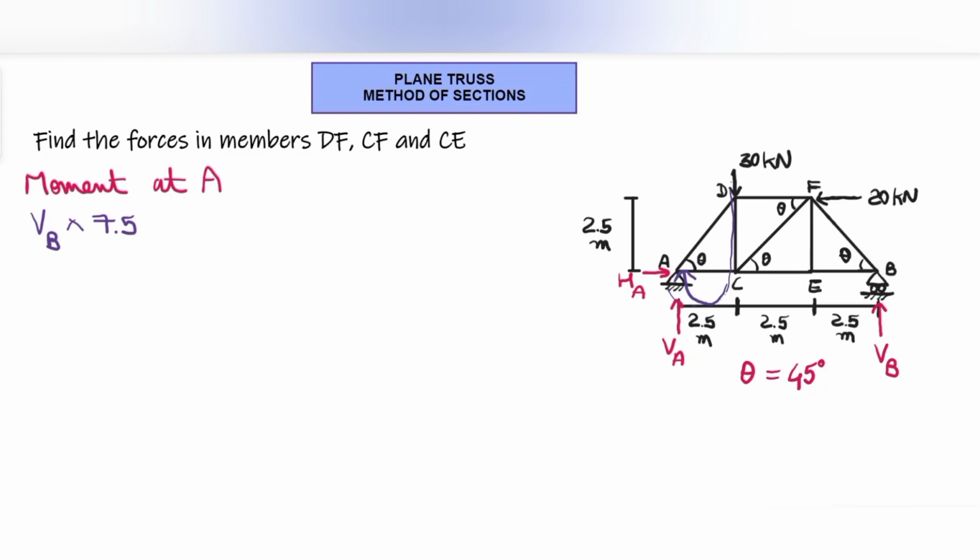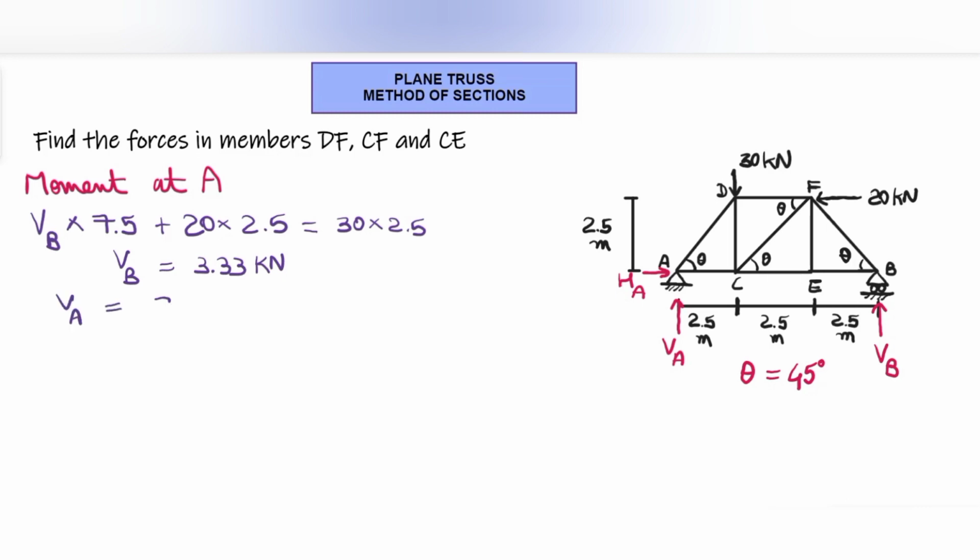30 into 2.5. 30 will produce clockwise moment and perpendicular distance is 2.5, but 20 is producing anti-clockwise moment. So first of all, we'll write that 20 into the perpendicular distance will be 2.5. So VB into 7.5 plus 20 into 2.5 is equal to 30 into 2.5. On solving this, we get VB is equal to 3.33 kilonewton.